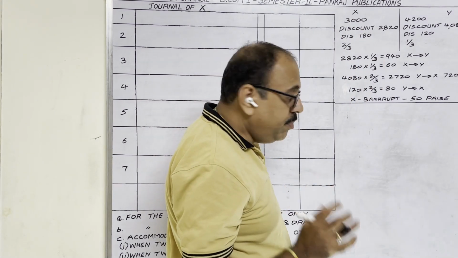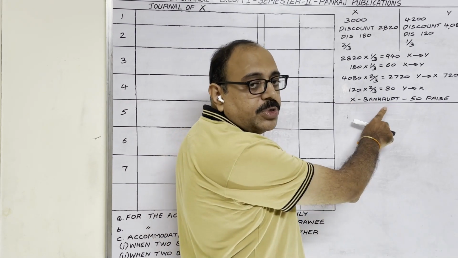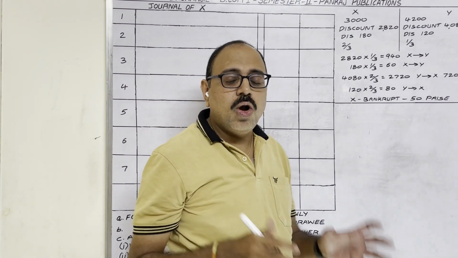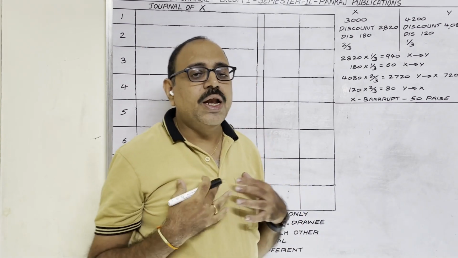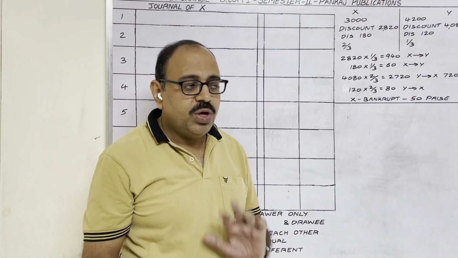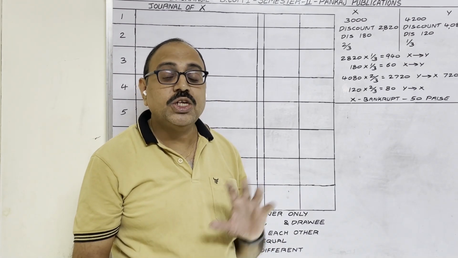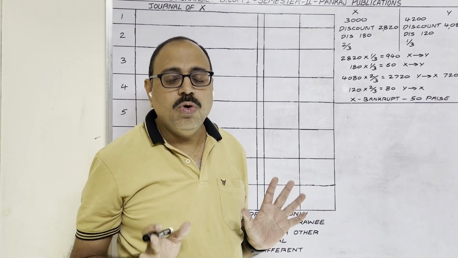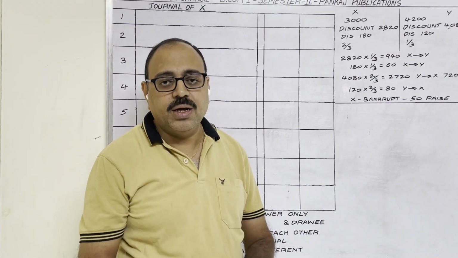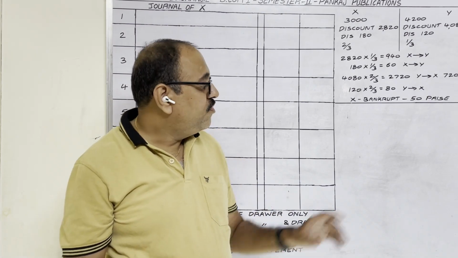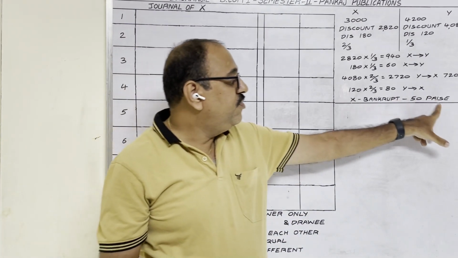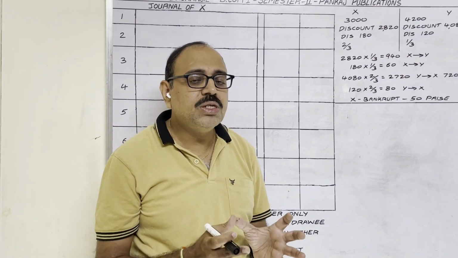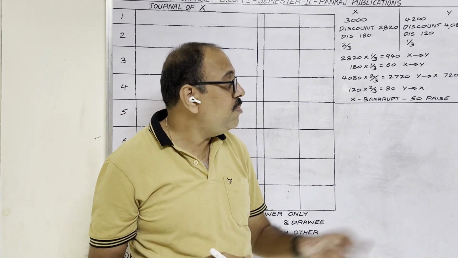And finally what happened? X became bankrupt. So X became insolvent. Means X got losses in his business. Now he is unable to clear the loans. So he went to court. He applied for an insolvency petition. Court declared him as bankrupt. Court declared him as insolvent. So as a final settlement from X's estate, only 50 paisa per rupee Y received. Means only 50% of the due amount is received from X.